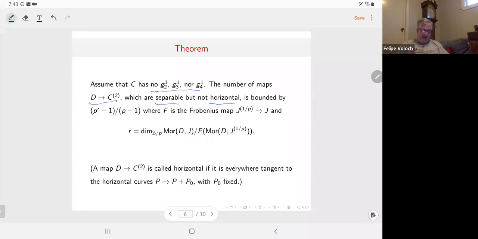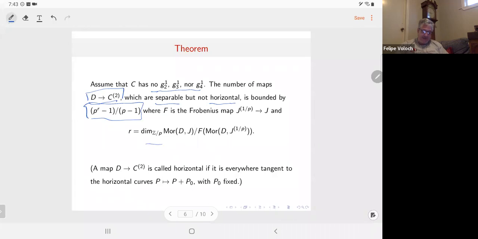And the statement is that if I only look at separable maps that are not horizontal, then the number of such maps is this quantity, p^r minus 1 over p minus 1. So I have an explicit upper bound for the number of maps from D to C2. And what is this bound? P is the characteristic, so we know what it is.